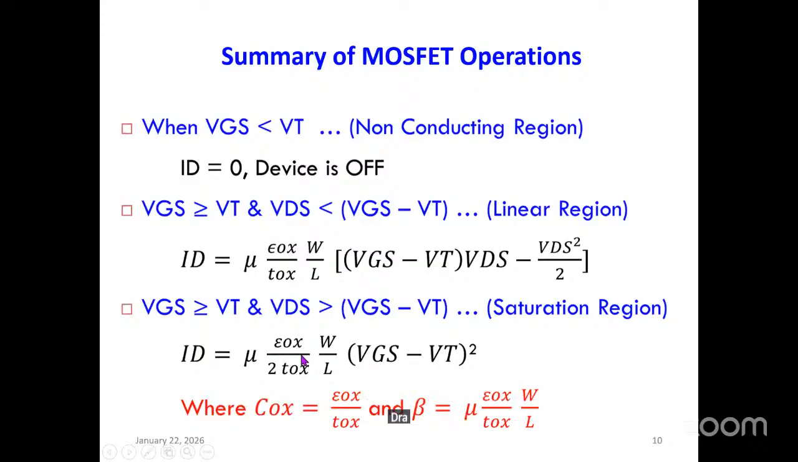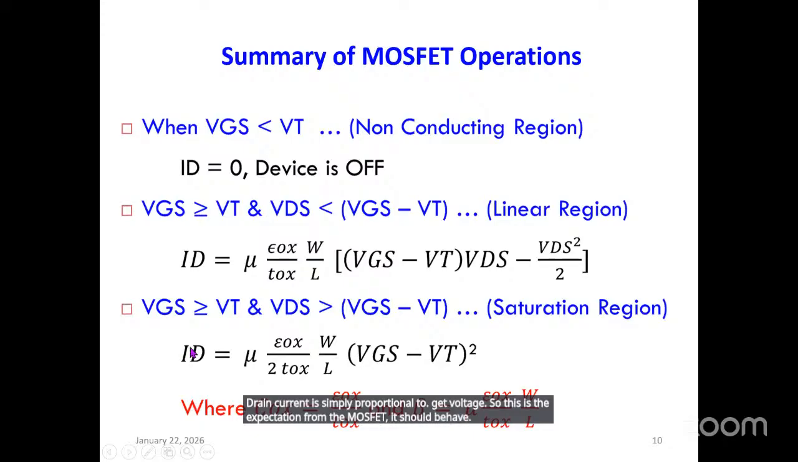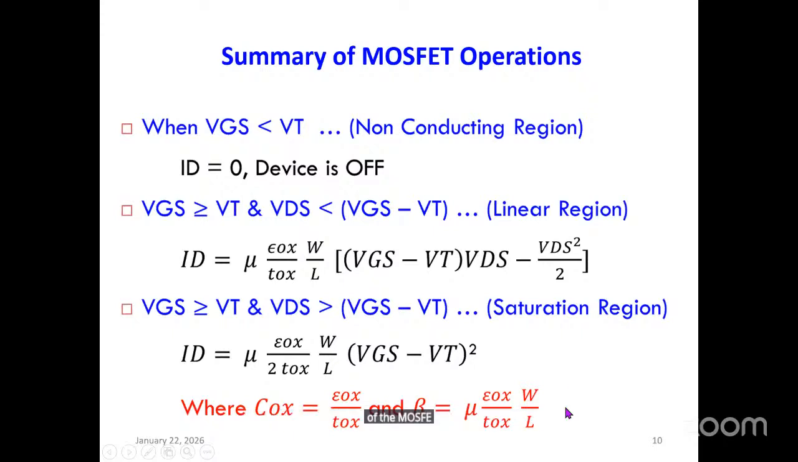Drain current is controlled simply by the gate voltage. So this is the expectation from the MOSFET, it should behave so. Output current should be controlled by the input voltage and not by the output voltage, not at all by VDS. And that is really happening in this third region called saturation region. Okay, all right. These are the three equations of the MOSFET on which the further theory depends.